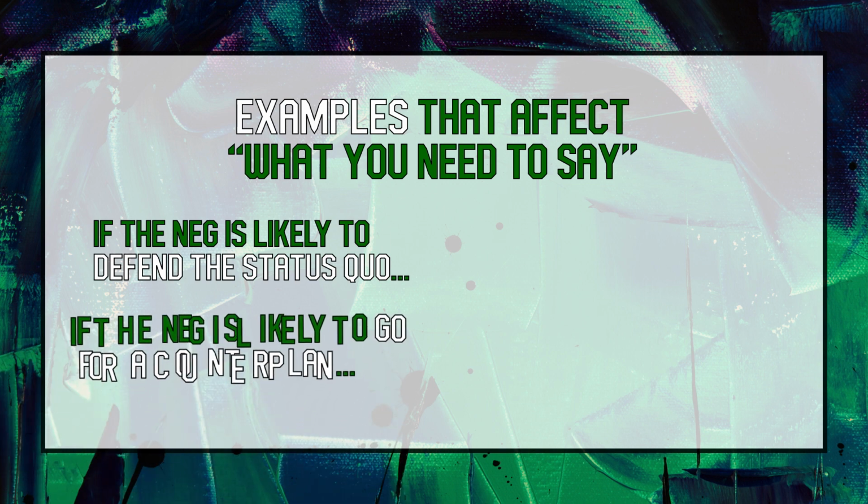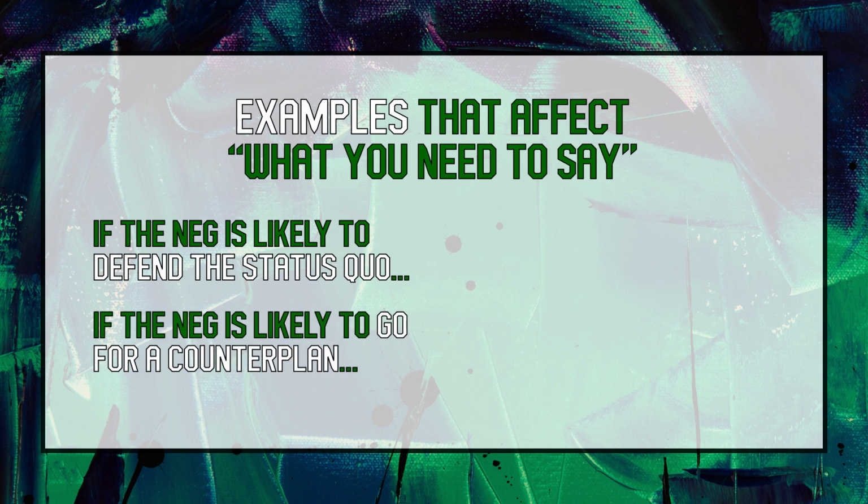Second, if the neg is likely to go for a counterplan, you need one strong solvency deficit to beat that counterplan. If one of your advantages is better against the counterplan you expect the negative to go for, you might choose to emphasize it. If the internal link and solvency for that advantage will be further developed in your counterplan frontline, you might choose to thoroughly extend and explain the impact part of the advantage to avoid duplication.